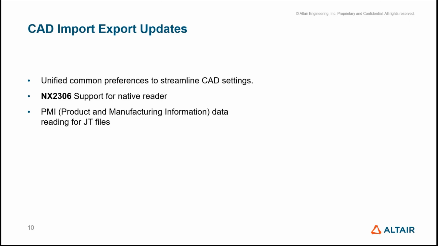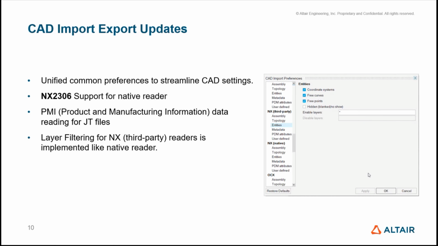There was a request to read the product and manufacturing information from the JT files from the customers. So we have supported that as well in 2023.1. So once you import the JT files and if it has the PMI data, it will be shown as metadata.